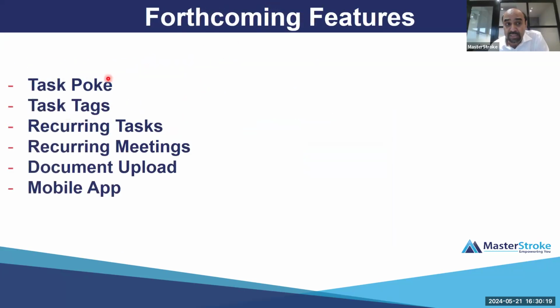Forthcoming features in the next 2 weeks: you can poke a task. For example, if one of your team members is not completing the task, you can simply poke on the screen and they will get a message that the boss has asked what the status of this task is. You can classify various tasks into business tasks, sales tasks, operations tasks, HR tasks, in-house, personal, whatever. We are bringing that feature. Recurring tasks or recurring meetings are coming. You can upload your own documents into the MasterStroke CRM, and the mobile app is being launched in the next 2 months.